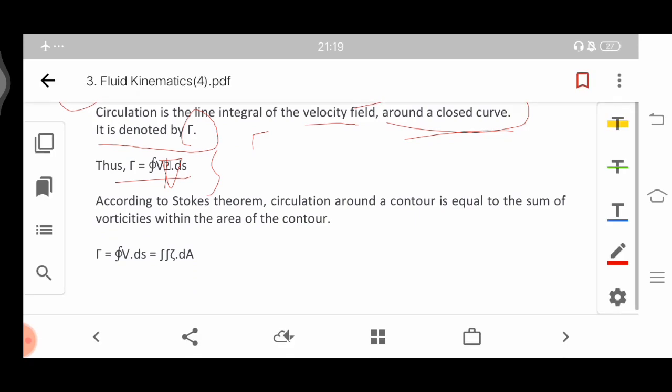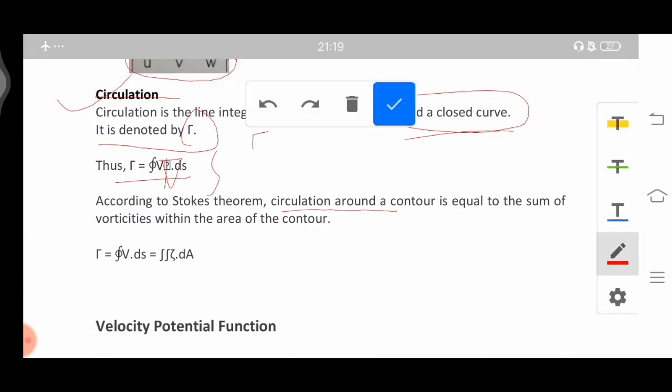And now according to Stokes theorem, circulation around a contour is equal to the sum of the vorticities within the area of the contour. So basically you can see that the integral of V dot ds is equal to the double integral of zeta times dA, where dA is the area and zeta is the vorticity. So circulation is the product of vorticity and area. You can see this by this particular equation.